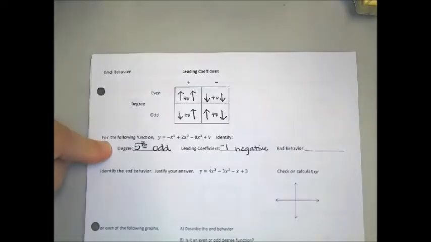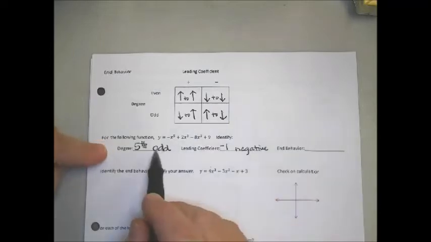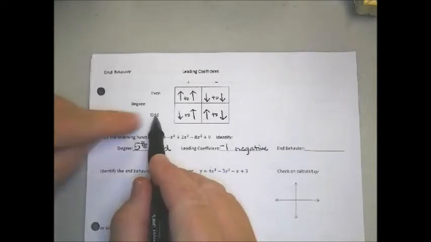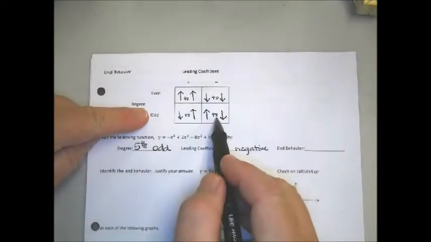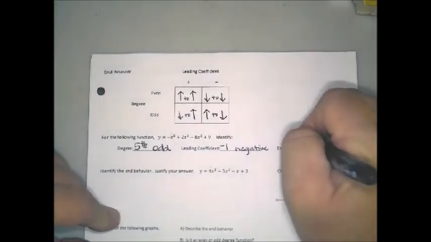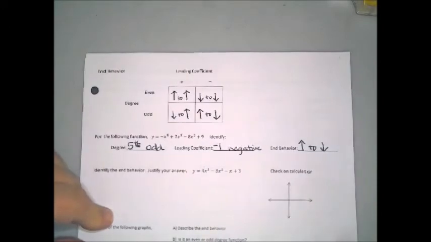So what would this graph do if we actually graphed it? The end behavior would be odd degree, negative coefficient. Odd degree, negative coefficient, it would do this. It would start high and it would end low. So it would go from high to low. Start high, end low.